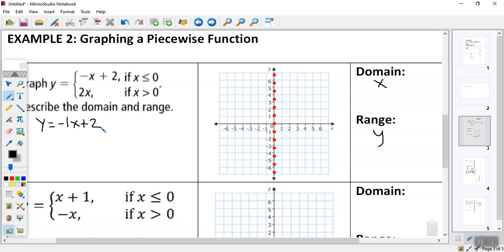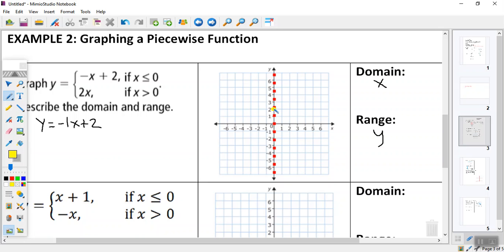And this is where things get tricky, because sometimes you'll have a point on the wrong side and you're going to have to get rid of them. But in this one right here, what is the y-intercept? 2. So I would come up in here and I would say, okay, I'm going to plot a 2 right here. My y-intercept, I'm going to plot 2.